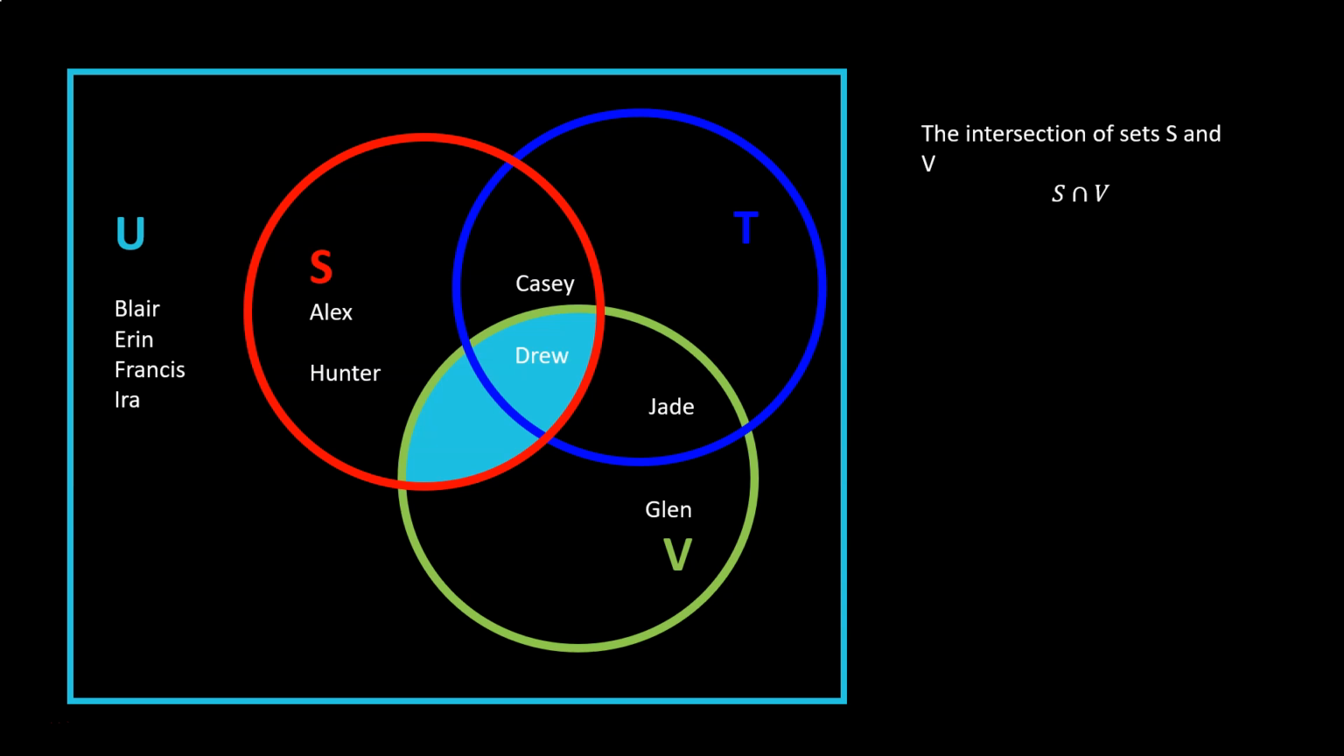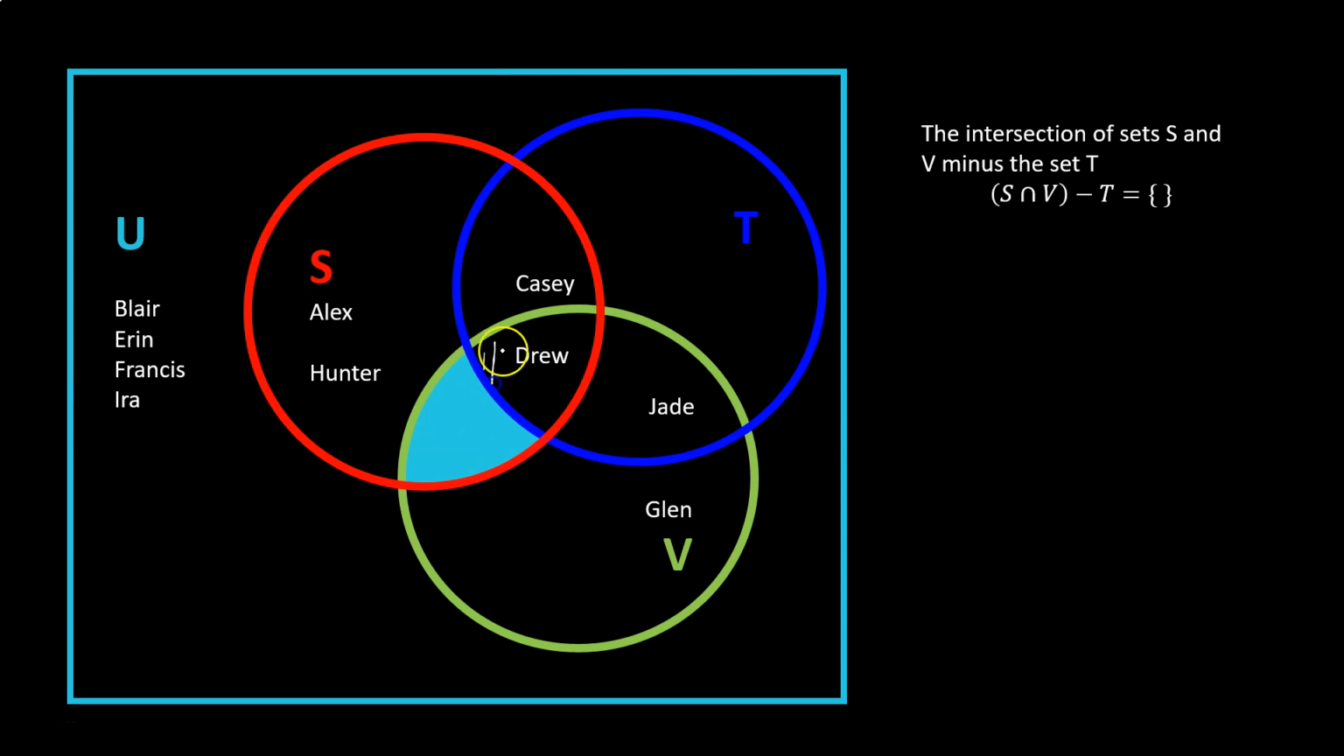So between soccer and volleyball, Drew is the only one that likes to play both of those sports. I can combine different operations. So here I'm looking at the intersection of soccer and volleyball, which we said was Drew, but then I'm going to remove tennis. And we can see here that there's nobody in that section.